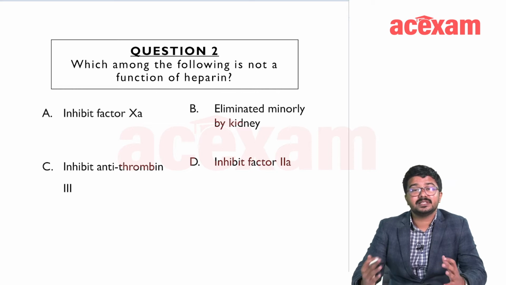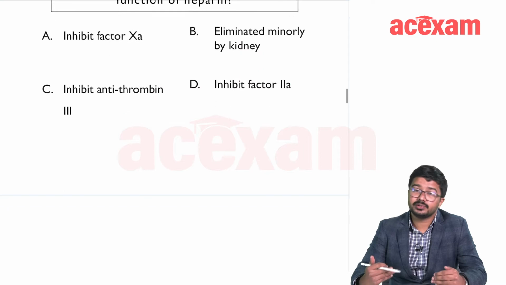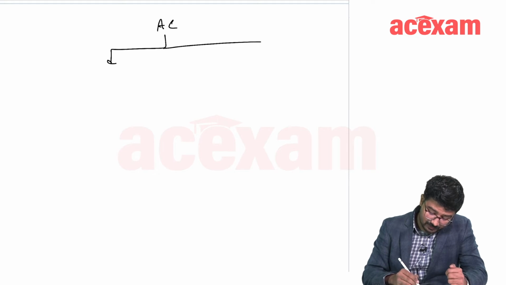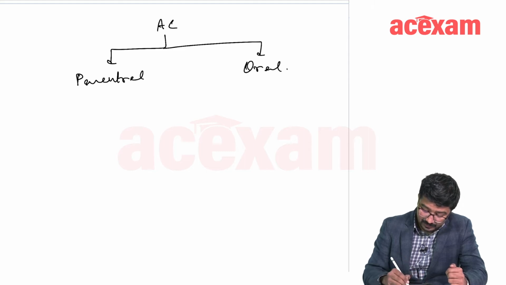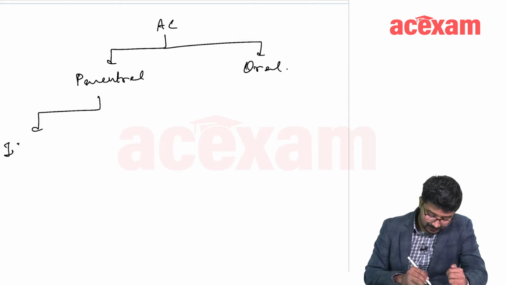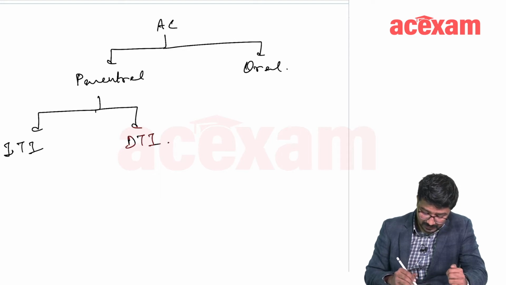So let's first understand that heparin being an anticoagulant, where does it come under the entire purview of anticoagulants? After that, let's go into this question. So it's a quick classification. The anticoagulants can be broadly classified based on the way we are administering: are we administering it parenterally, or are we administering it orally? Within the parenteral, we have the indirect thrombin inhibitors and the direct thrombin inhibitors.